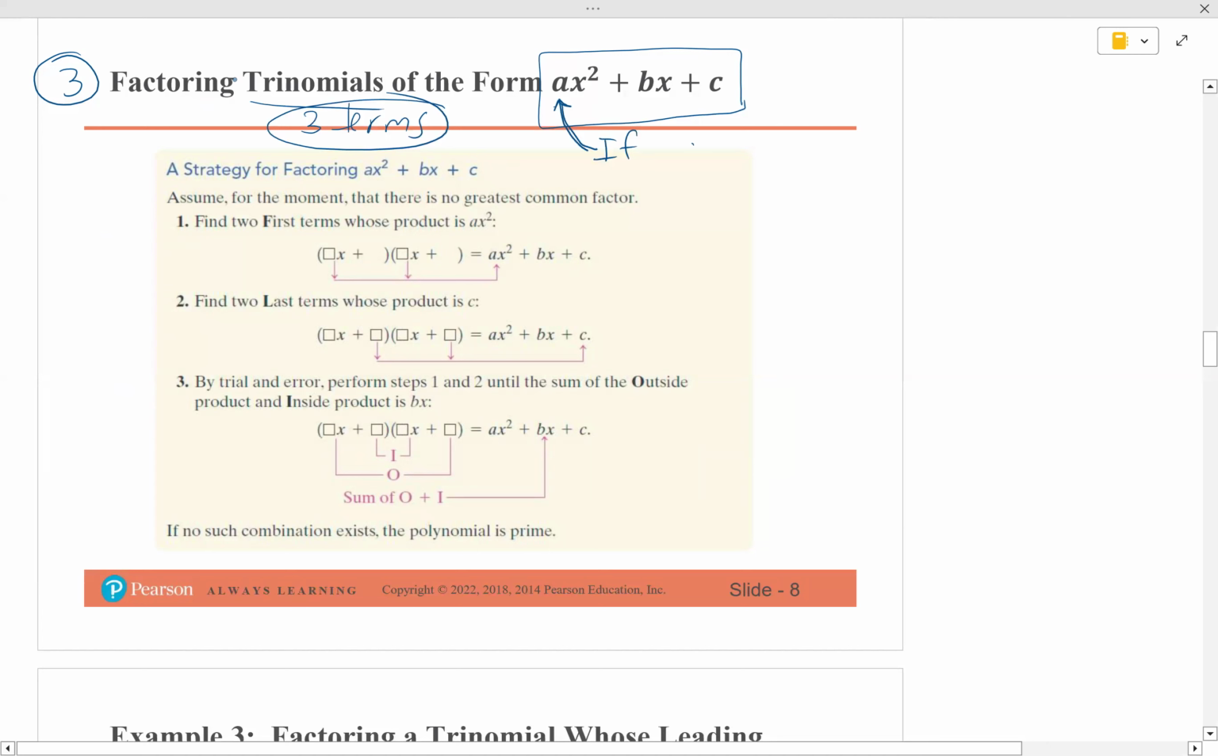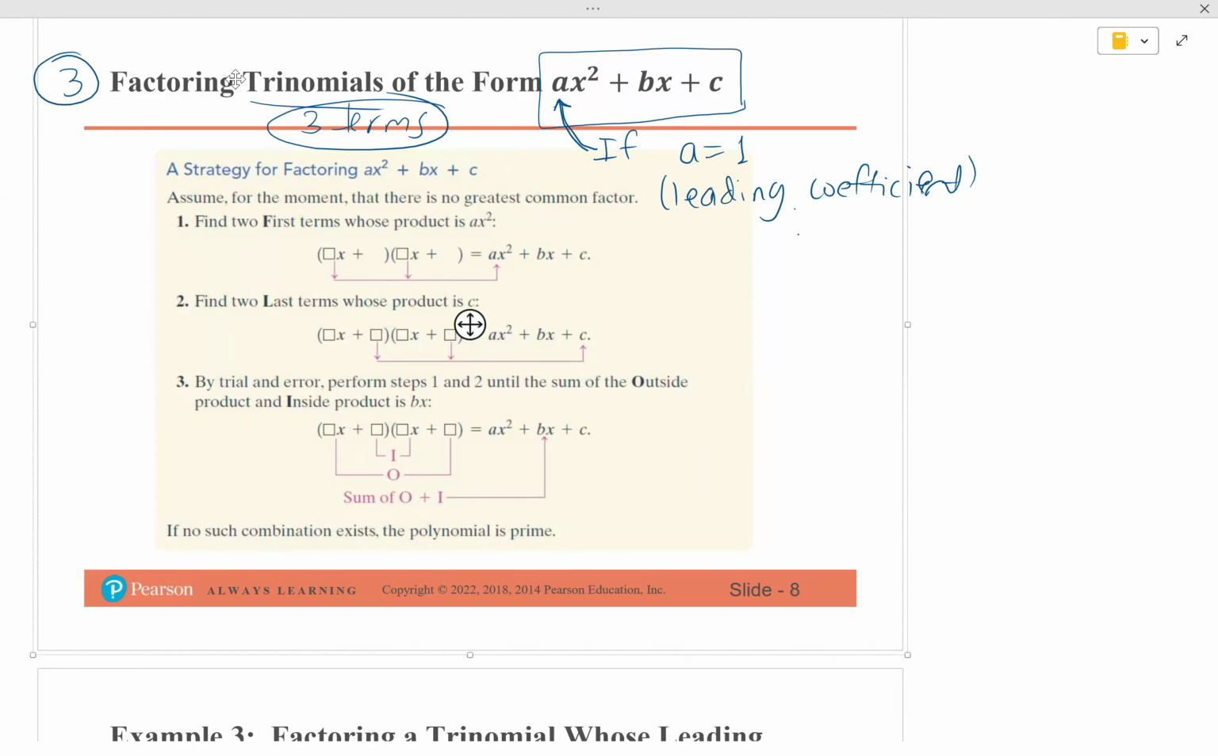If a equals 1, the leading coefficient, then the problem's not so bad and pretty easy. We'll figure that out. And then if it's not 1, we'll see what to do in that. That's almost its own technique. But right now we're just going to focus on if the leading coefficient is 1, because that's the easier one. Okay, this is what we need to do.